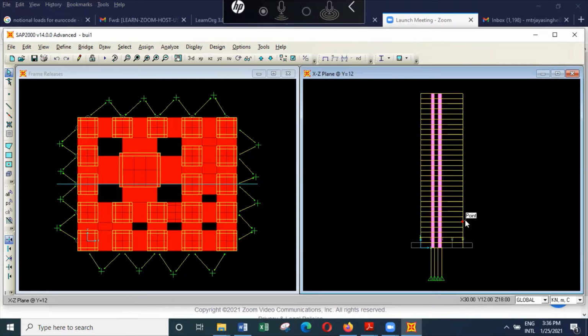So we get the wind loads acting on windward side and leeward side. I will consider that the load here is 1 kilonewton per meter squared. At each level the width is 24 meters and the height is 3.6 meters. So 24 into 3.6 will give 86.4 kilonewtons at each floor level.